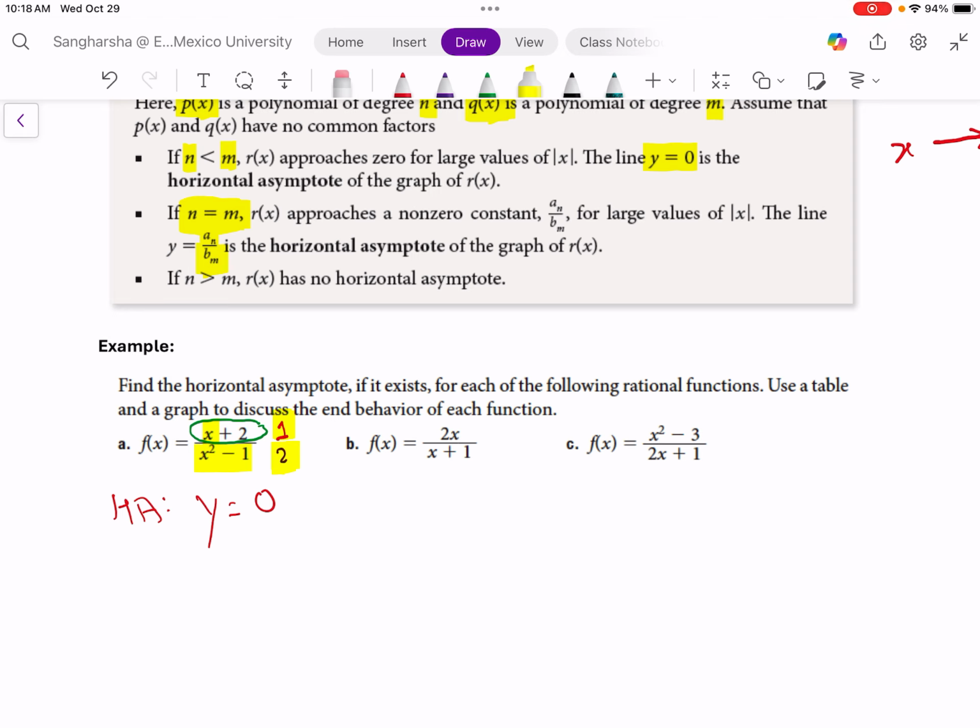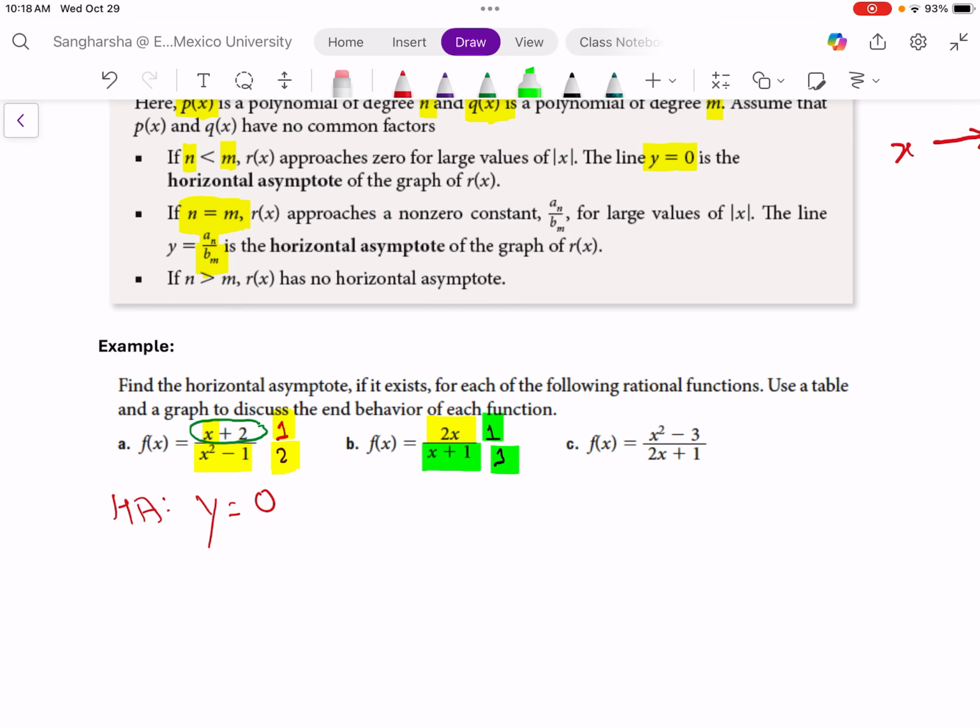So here is what I mean. We have a second function. What is the degree of the numerator here? What is the degree for 2x? No, 2 is the coefficient. Degree means exponent, so 1 is the degree of the numerator. And what is the degree of the denominator? This is the denominator. 1. So here the degree of the numerator and the degree of the denominator are equal to each other.